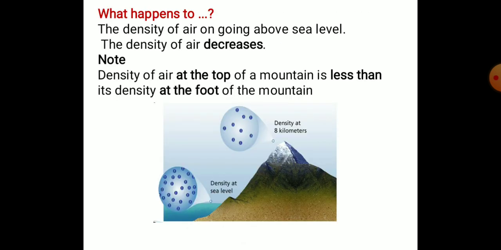What happens to the density of air going above sea level? The density of air decreases. It's so easy, think. So don't forget that the density of air at the top of a mountain is less than the density at the foot of the mountain. Look at this picture.